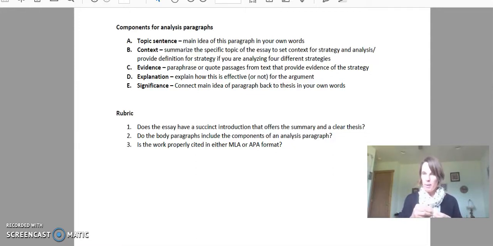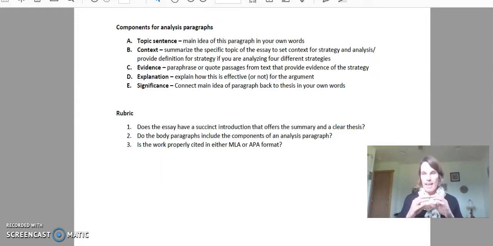Next component of your paragraph will be a little bit of background context if I need that as your reader, and pretend your reader has not read all of these essays, they're not familiar with them. If you need to set a little context, you would do that in the next sentence. Then provide the evidence of the strategy, then the explanation of it, which is the analysis piece of it, and then the significance. Connect that back to your overall thesis for the work.